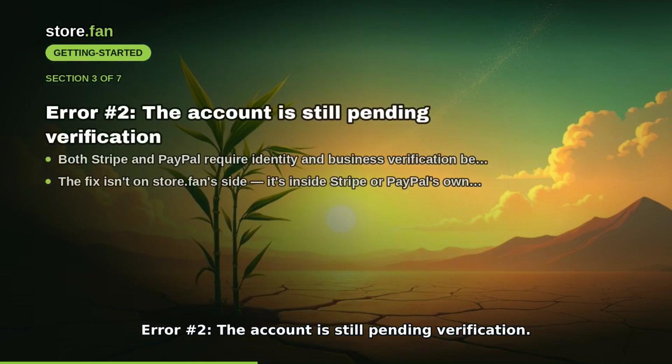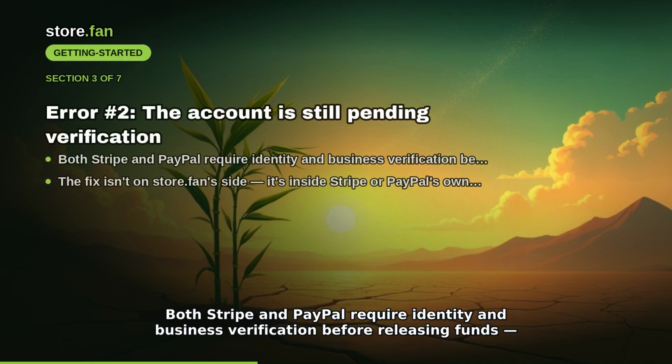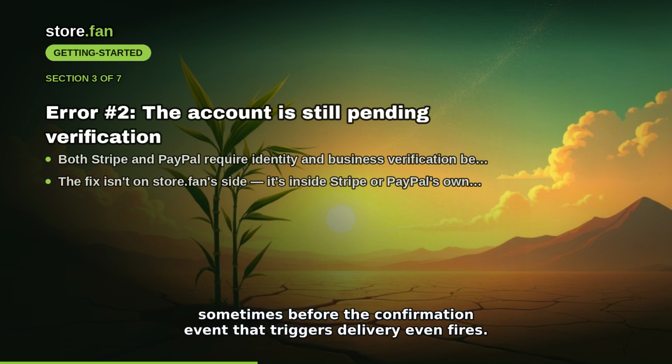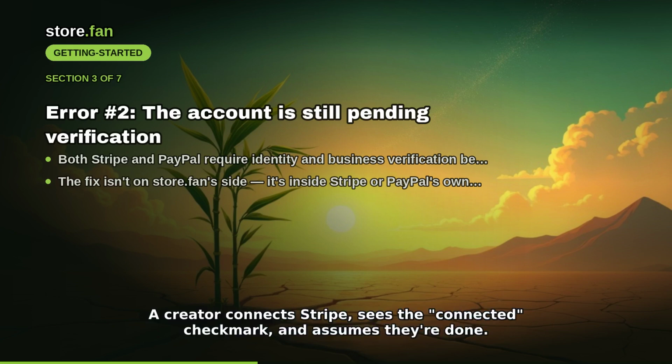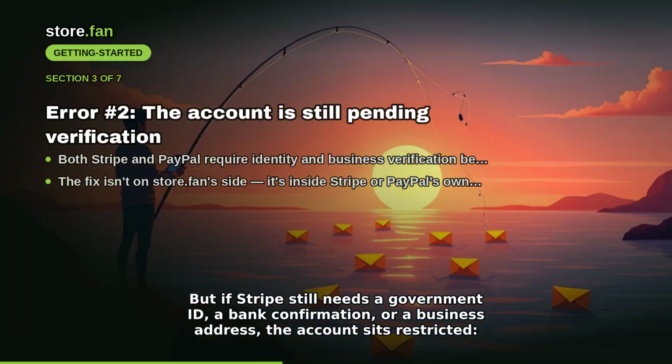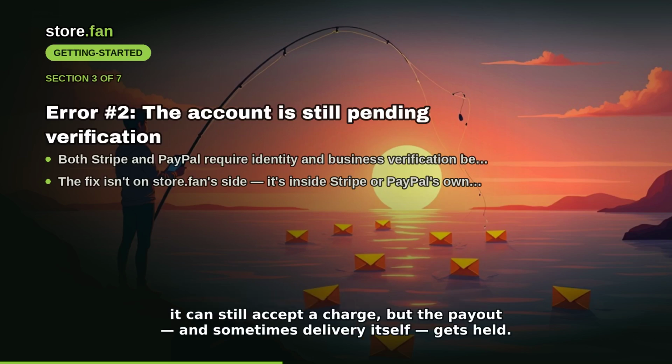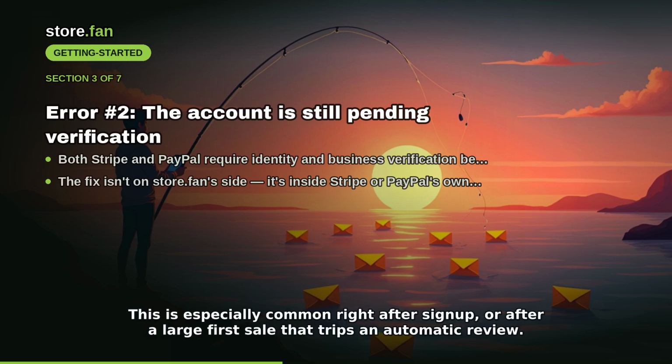Error. The account is still pending verification. Both Stripe and PayPal require identity and business verification before releasing funds, sometimes before the confirmation event that triggers delivery even fires. A creator connects Stripe, sees the connected check mark, and assumes they're done. But if Stripe still needs a government ID, a bank confirmation, or a business address, the account sits restricted. It can still accept a charge, but the payout, and sometimes delivery itself, gets held. This is especially common right after sign-up or after a large first sale that trips an automatic review.